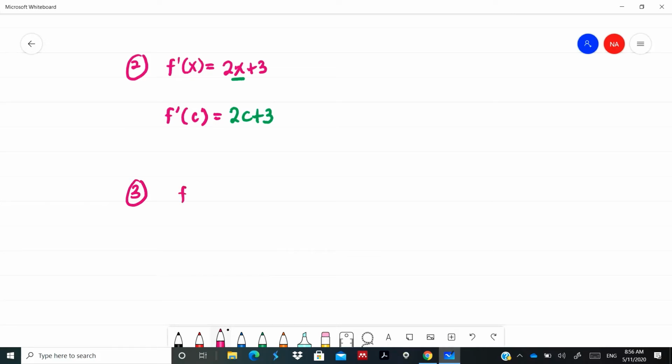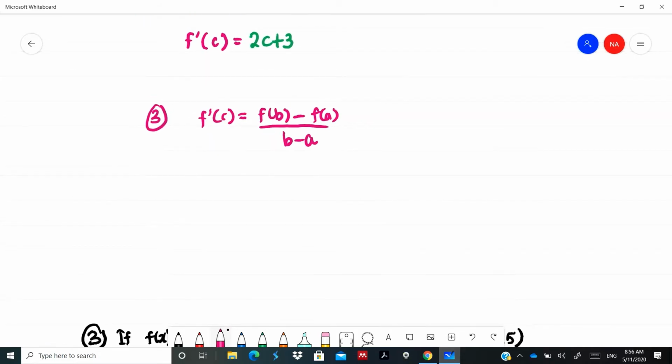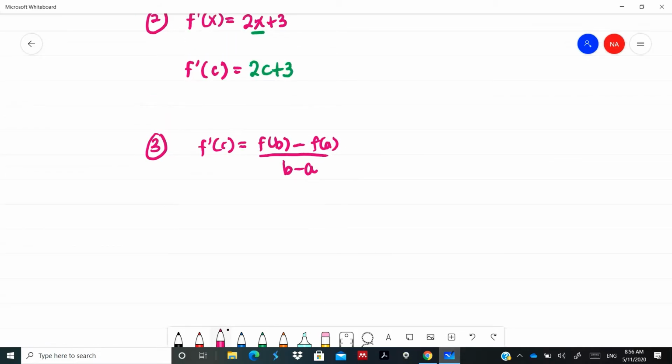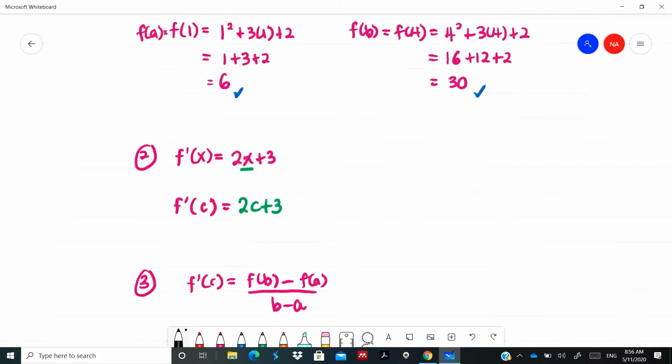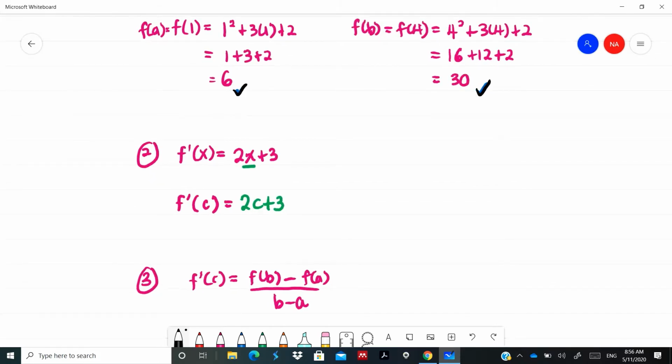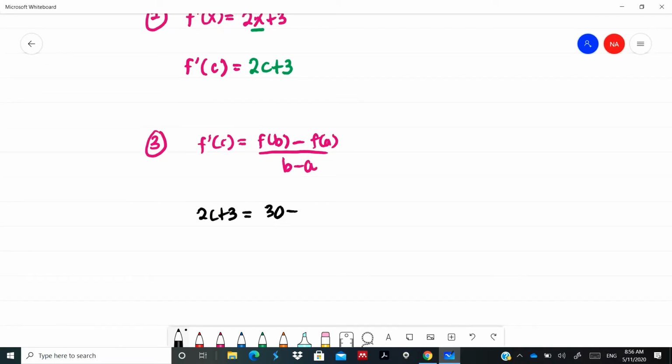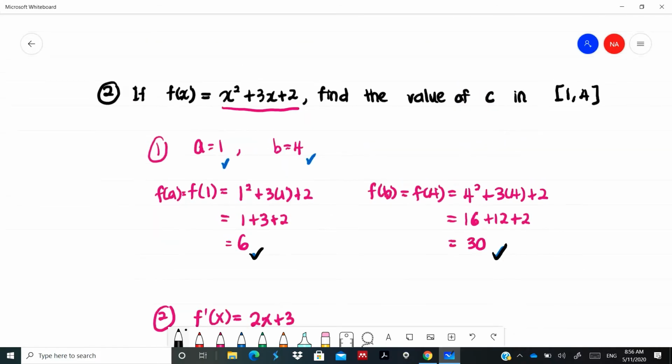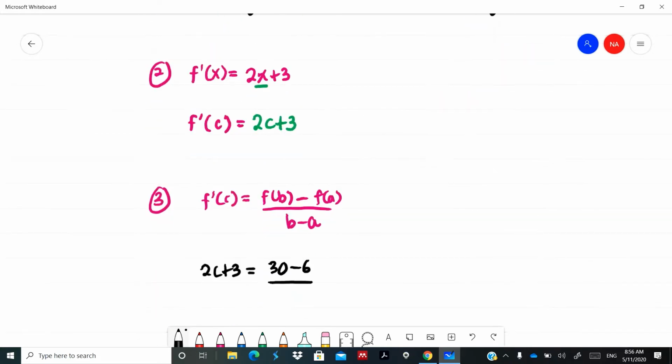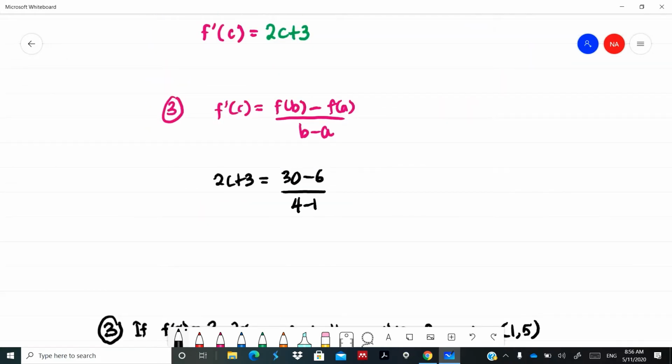The formula is given by f prime of c equals f(b) minus f(a) over b minus a. So we have to insert all the values. We already have the 2c plus 3. We have 2c plus 3 equal to f(b), which is actually 30 minus 6, over b minus a, which is 4 minus 1. So we'll have 2c plus 3.